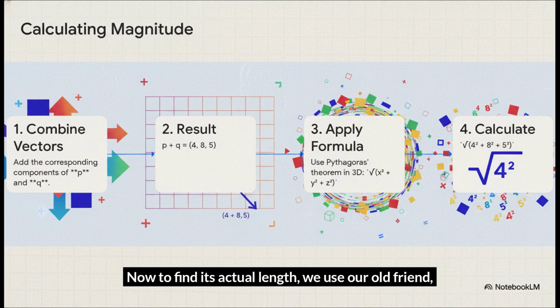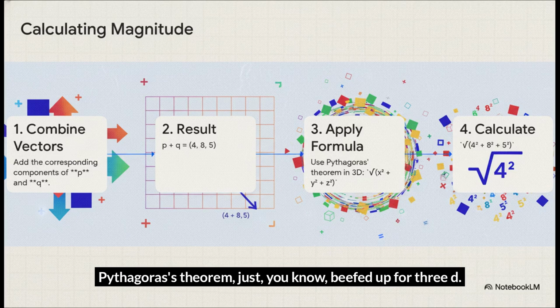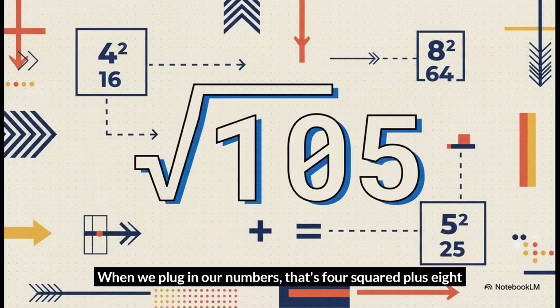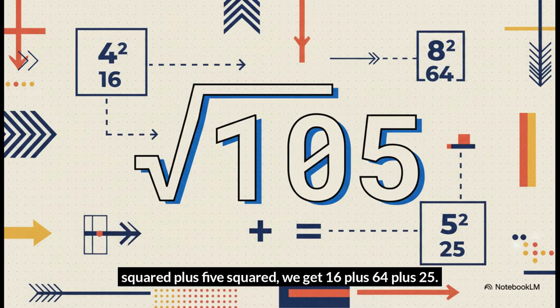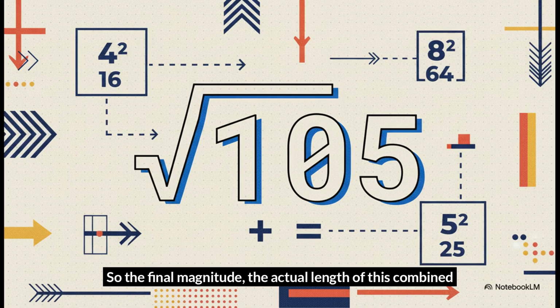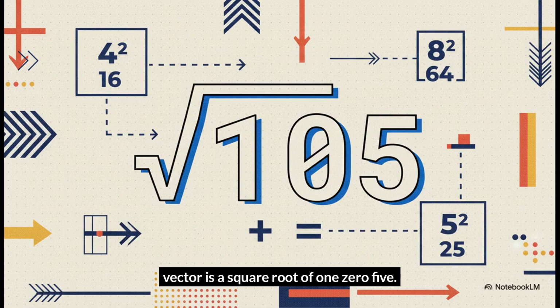Now, to find its actual length, we use our old friend Pythagoras' theorem, just beefed up for 3D. You just square each component, add them all up, and then take the square root of the whole thing. When we plug in our numbers, that's 4 squared plus 8 squared plus 5 squared. We get 16 plus 64 plus 25. That all adds up to 105. So the final magnitude, the actual length of this combined vector, is the square root of 105.